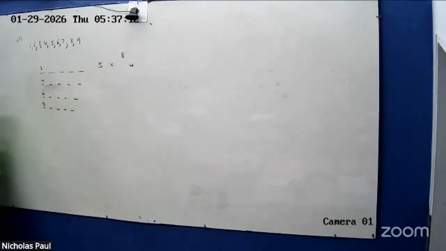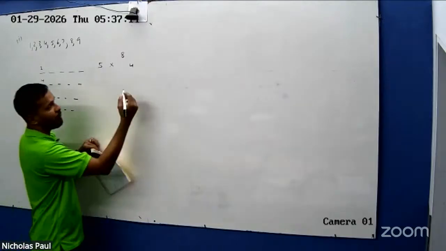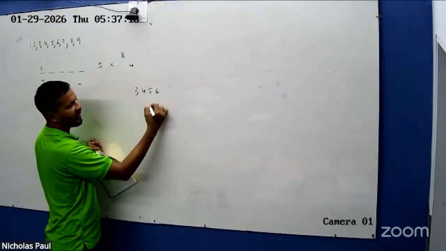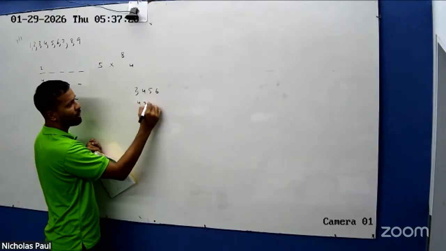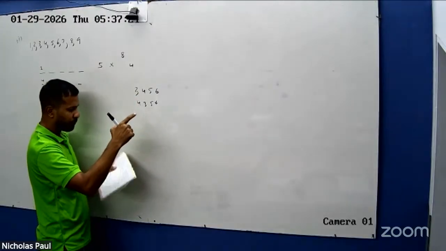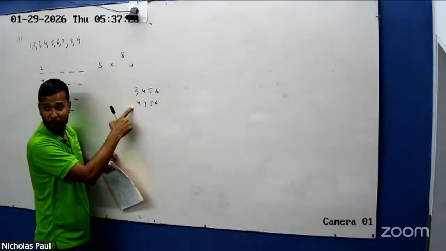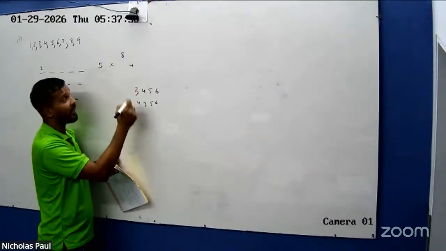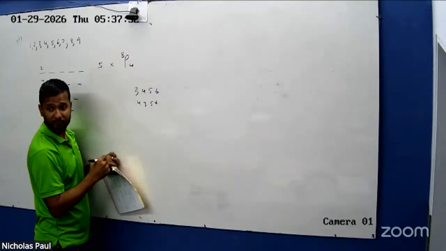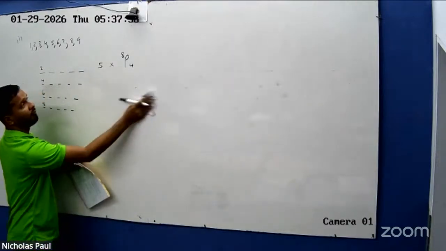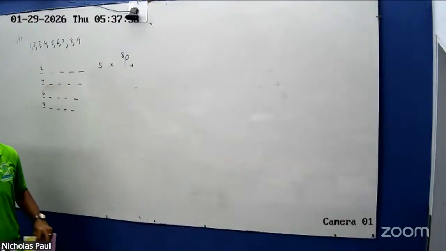Does the order matter? Let's see. Let's say we choose 4, 3, 5, 6. If I choose 4, 3, 5, 6, are these two different numbers? Yes. Does the order I choose them in matter? Yes. Everybody okay with that?